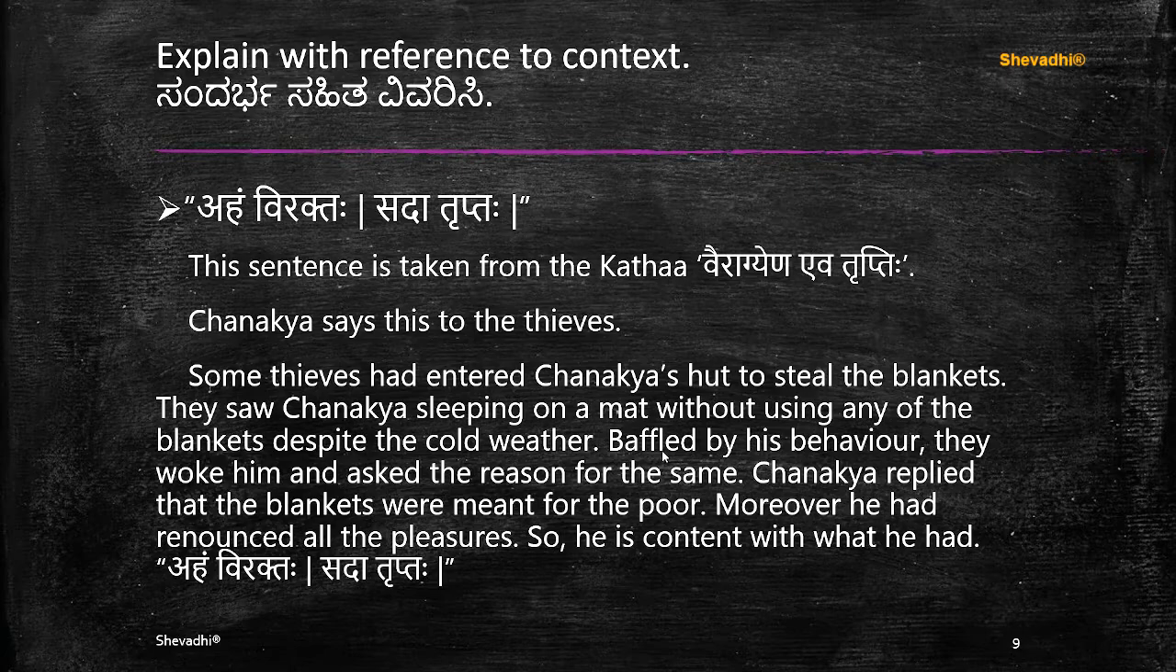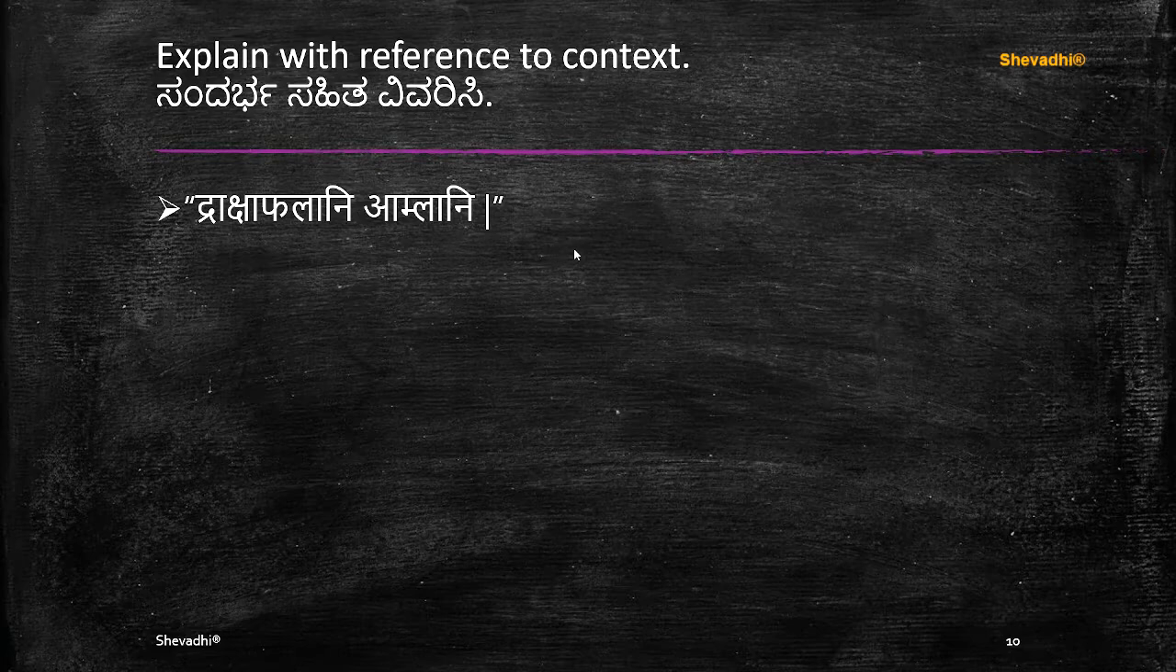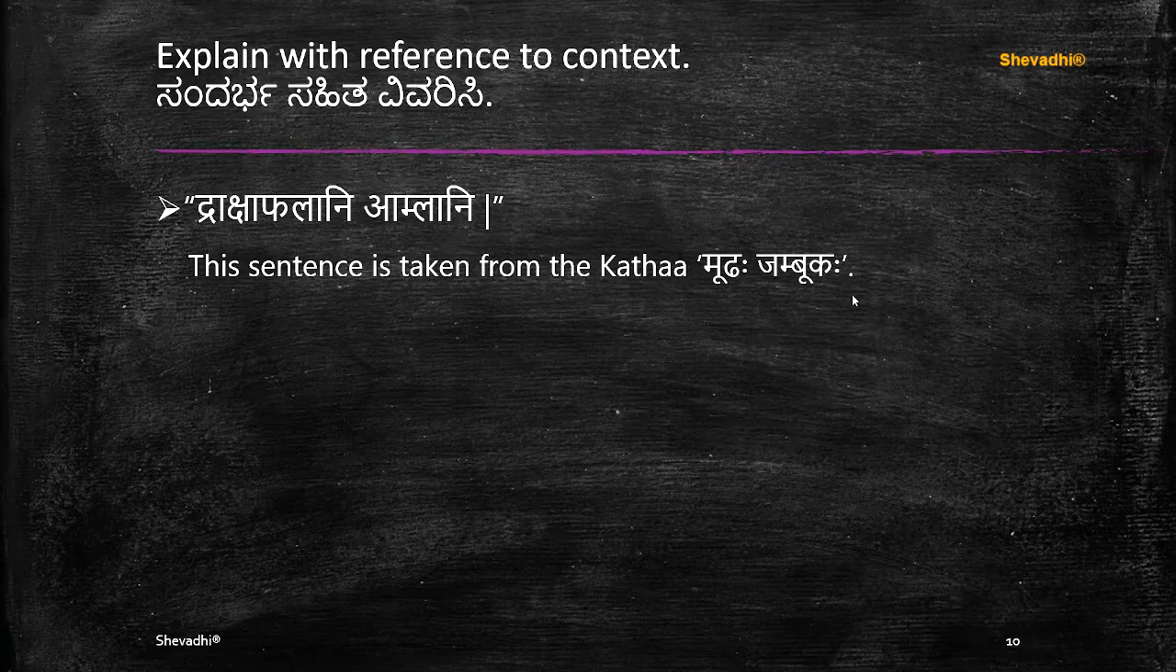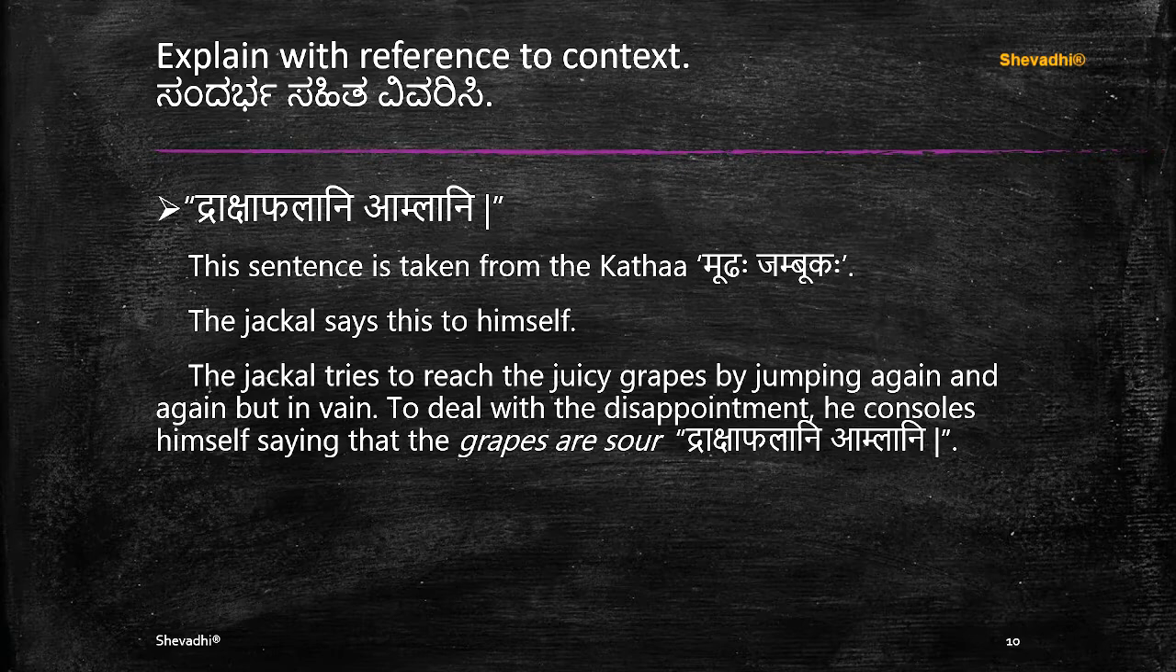And let's look at another example. Draksha phalani amlani. Here again, the sentence is taken from the Katha Moodha Jambukaha. And the jackal says this to himself. And when does it happen? After seeing a creeper full of juicy grapes, he tries to get them by jumping up and up, but he couldn't reach them. And so obviously he's disappointed, and in order to console himself, he says that the grapes are sour. So Draksha Phalani Amlani. This is another example of an explain with reference to context type of question.